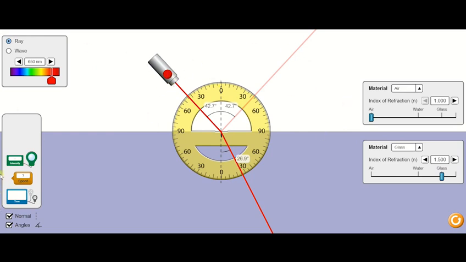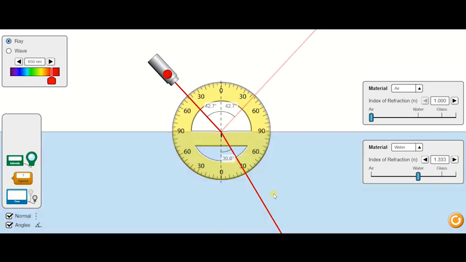Now let us see what the speed of the light is when it is in the rarer medium. Here air is the rarer medium, whereas the glass at the bottom is the denser medium. Let me change from glass to water. Okay, now water is the denser medium.